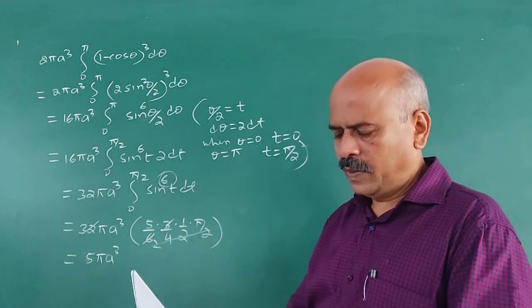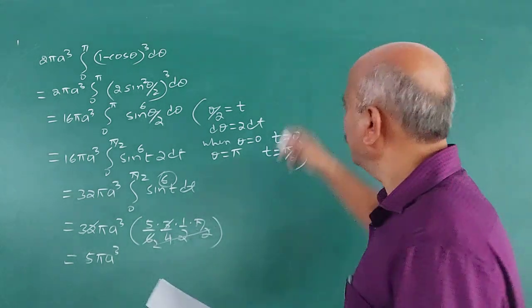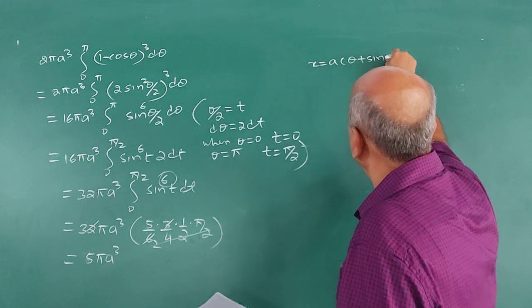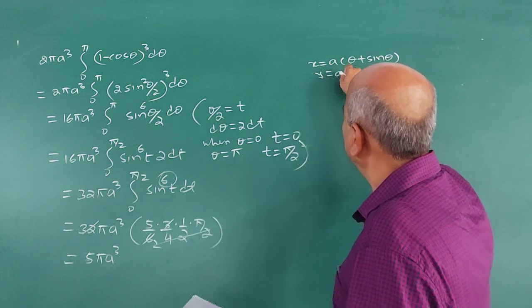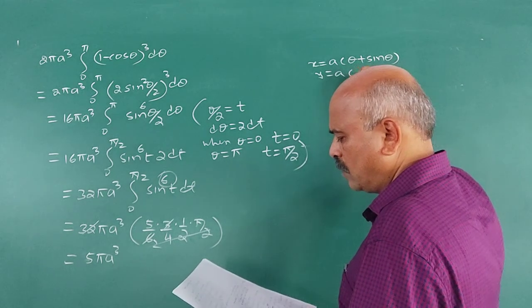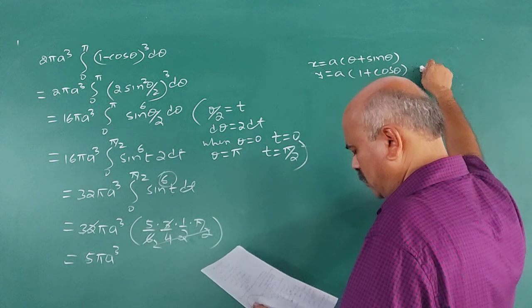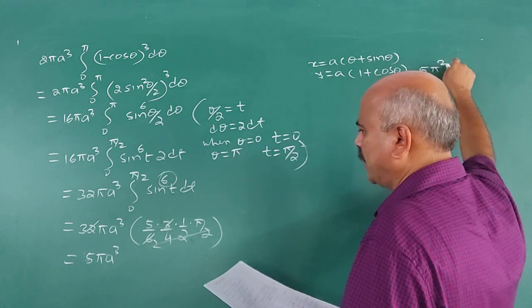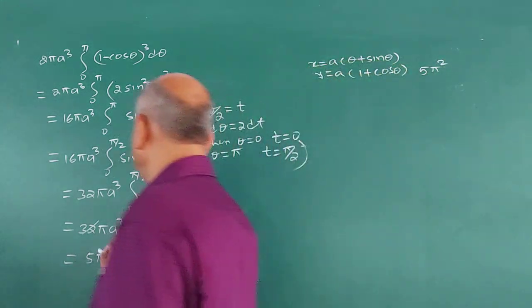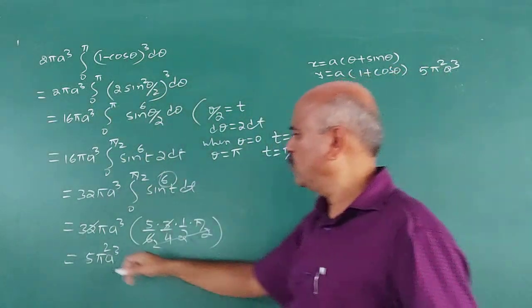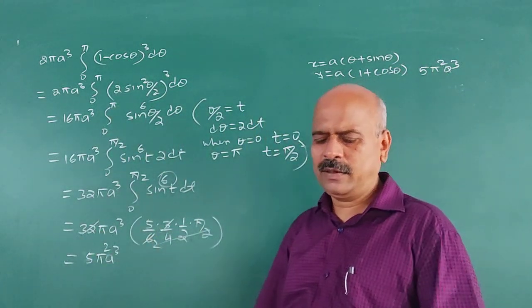Similarly, the second one: x is a into theta plus sin theta and y is a into 1 plus cos theta. You try this, here also you will get pi square a cube. Pi into pi square a cube.